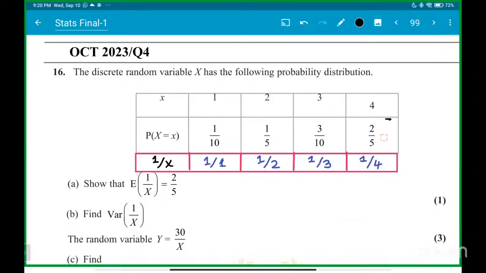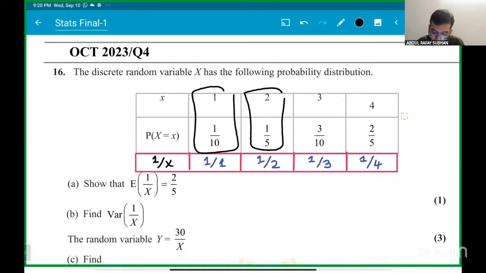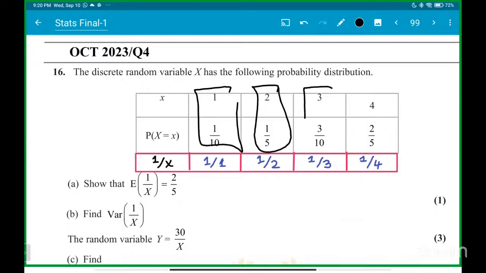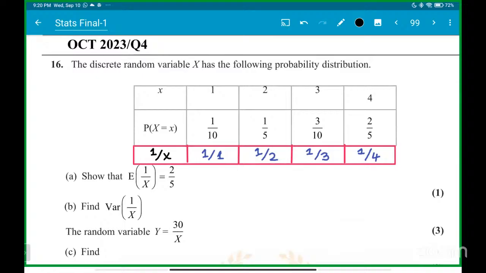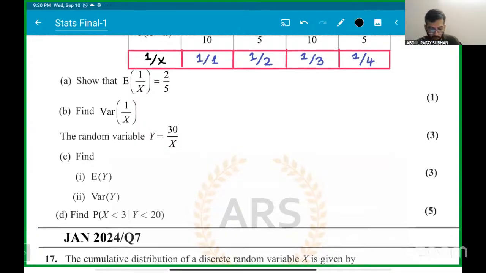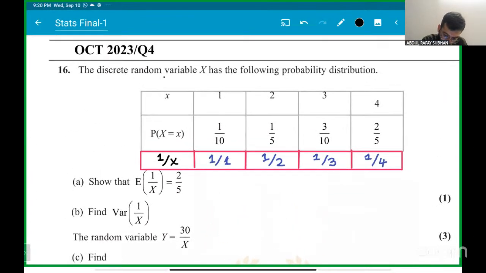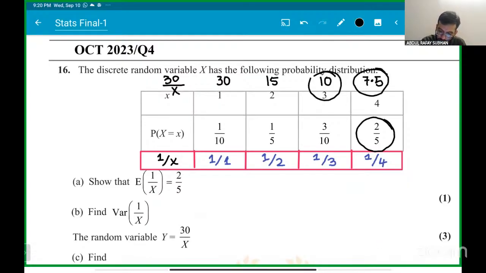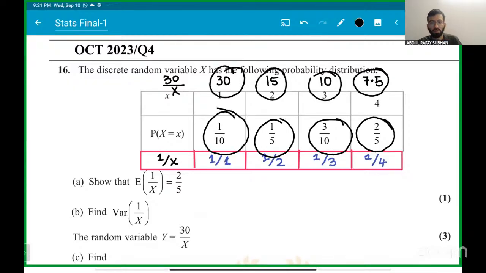My question is, if we find E of y, can we find E of y the same way we find E of 1 over x, by saying 30 over 1 times 1 over 10 plus 30 over 2 times 1 over 5? Yes, exactly, you can do that. You make it the variable here, right? You make another box and you say 30 divided by x. So 30 divided by 1 is 30, 30 divided by 2 is 15, 30 divided by 3 is 10, 30 divided by 4 is 7.5. So yeah, multiplying these by their probabilities will also give the same answer.